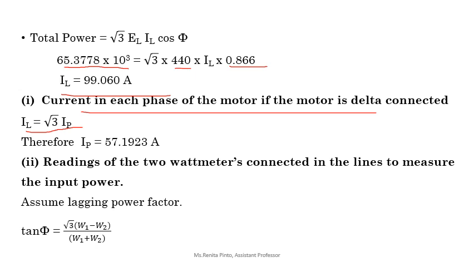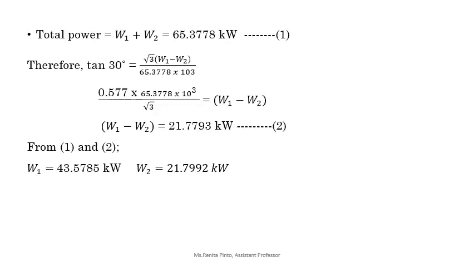Next, they have asked you to find out what is the reading of the 2 wattmeters, that is W1 and W2. So I'm going to assume it is a lagging power factor. Now, cos phi was already given 0.866. I'll find out what is phi from that, which I have already done in the previous slide. So substitute in the equation: tan phi equal to root 3 into W1 minus W2 divided by W1 plus W2, where phi is 30 degrees.